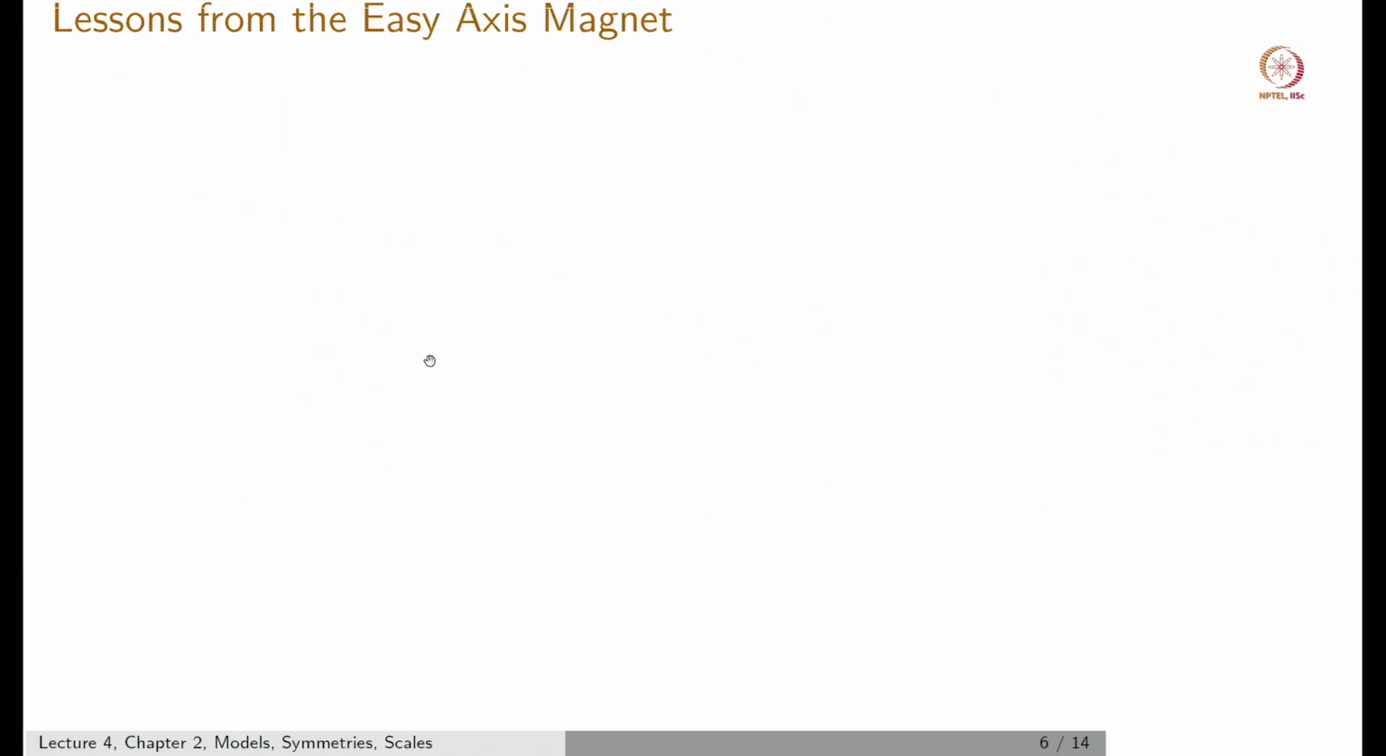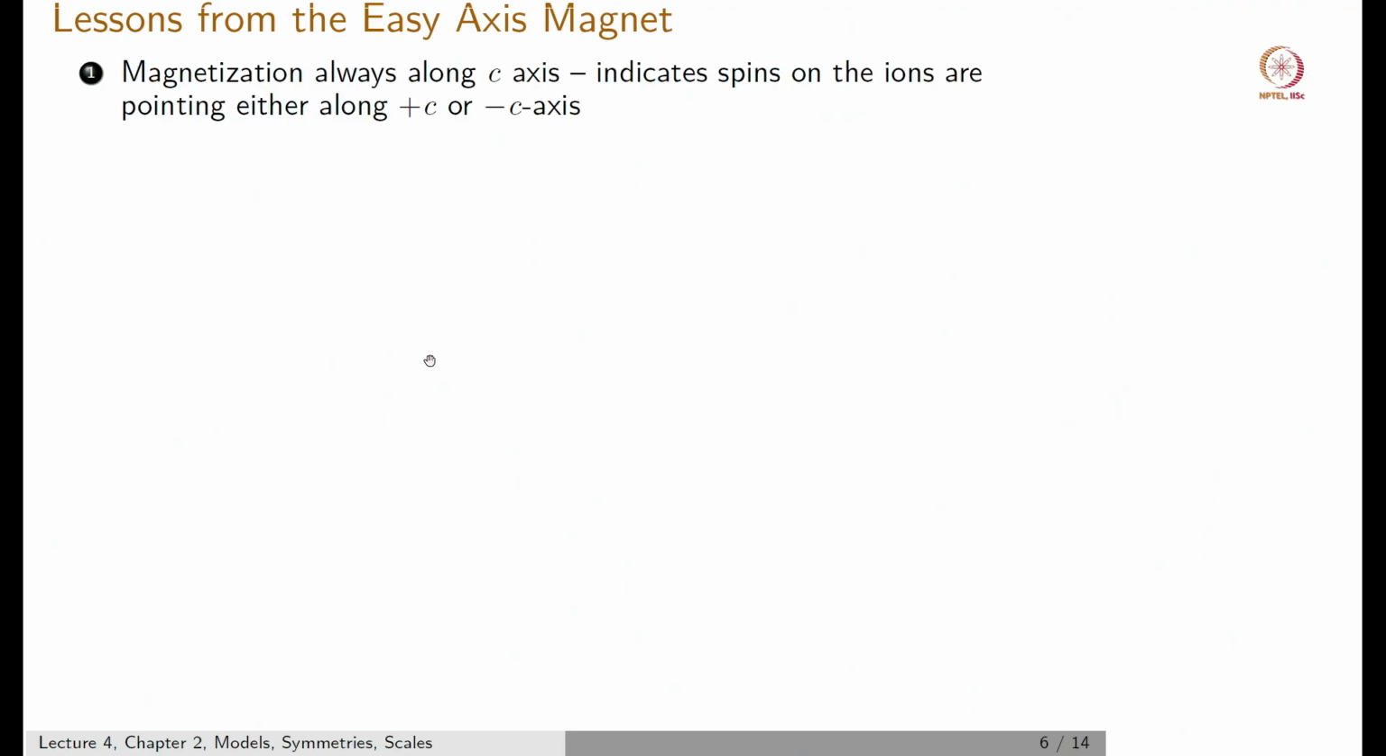So what can we infer from here? The lesson we learn is that the magnetization always being along the C axis indicates that spins in the ions are pointing either along the plus C axis or minus C axis. This suggests that the system has some kind of Ising degree of freedom, which means you can think of the spin as if it is either pointing up or pointing down, so we can give it the possible values of +1 when it is pointing up and -1 when it is pointing down at each lattice site i.